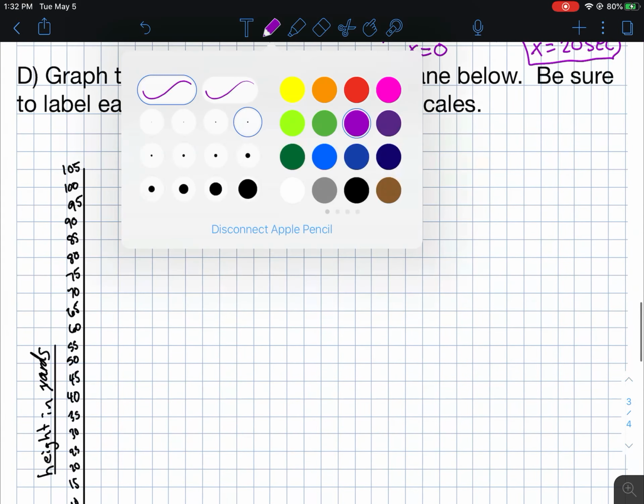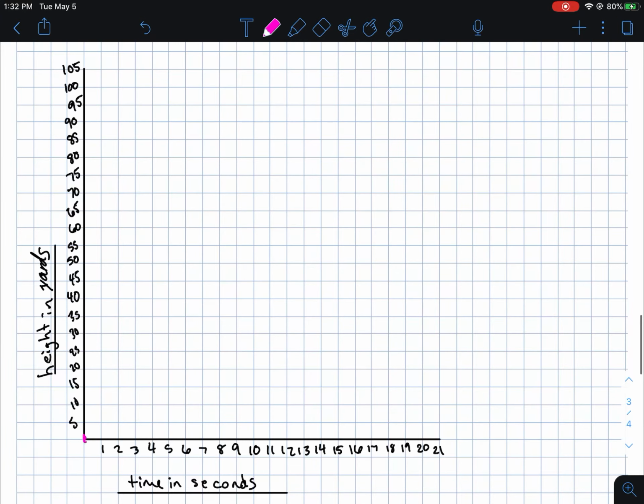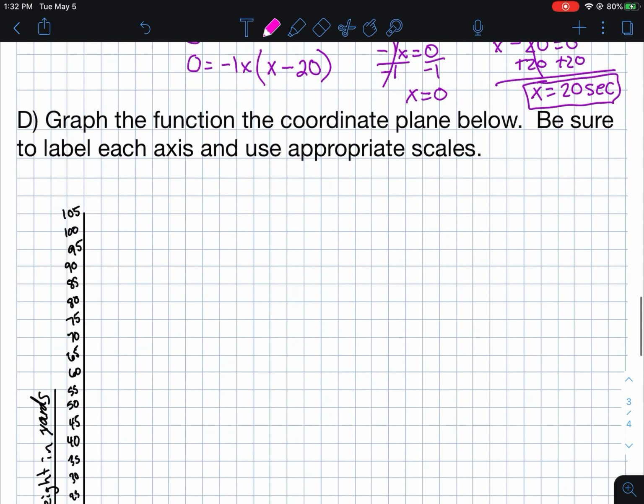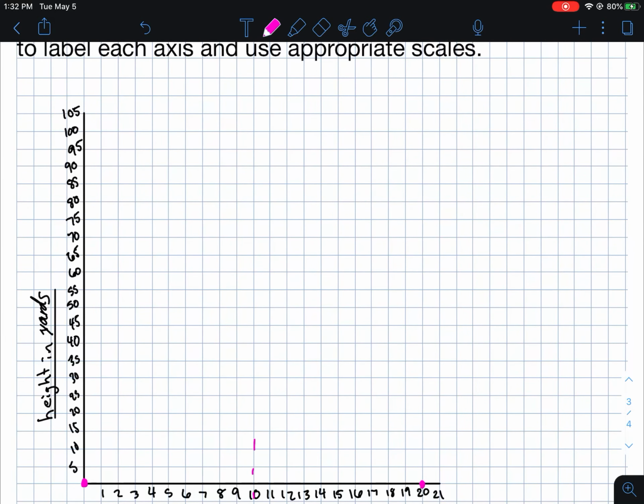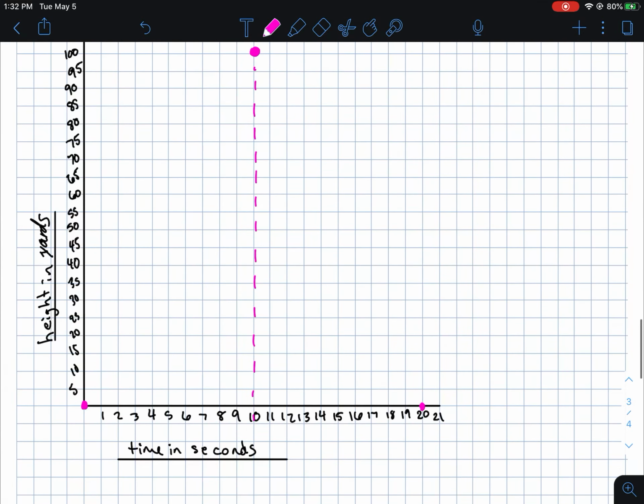All right, so I already know some of my points, just like I did last time. I know 0, 0. I know 20, 0. My axis of symmetry is at 10. My vertex is at 10, 100. I also know that after 8 seconds, it's going to be at 96 yards. So 8 and 96, which means that also at 12 seconds, it's going to be at 96 yards.